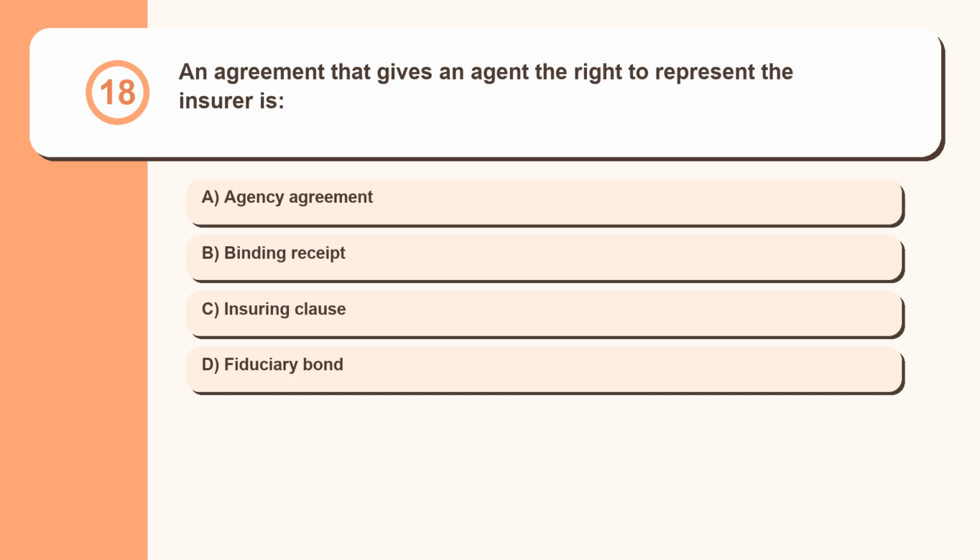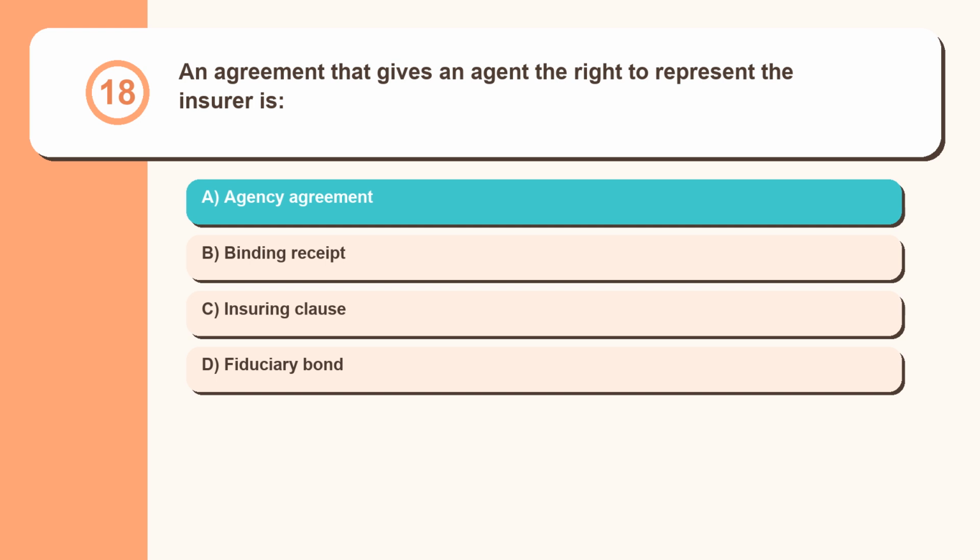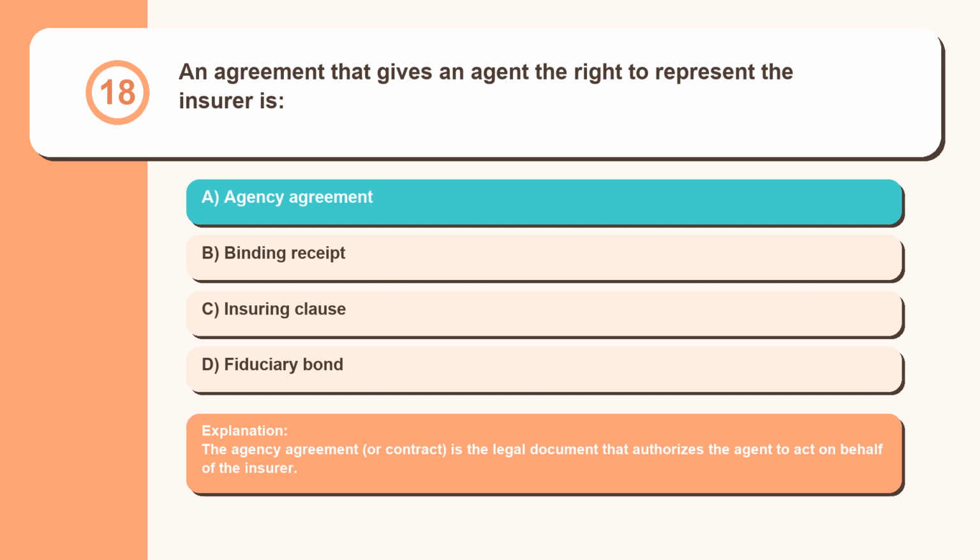Question 18. An agreement that gives an agent the right to represent the insurer is agency agreement, binding receipt, insuring clause, fiduciary bond. The agency agreement, or contract, is the legal document that authorizes the agent to act on behalf of the insurer.